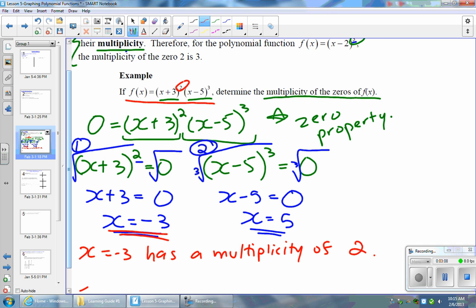Finally, we have a last zero here, x is equal to 5. And that has a multiplicity. Instead of 2, we have an exponent of 3. So therefore, the multiplicity of positive 5 is 3. So that's how you identify the multiplicity from the factored form of a polynomial.